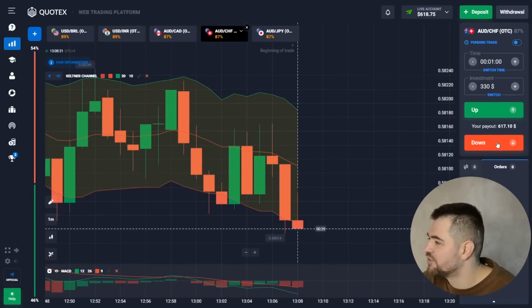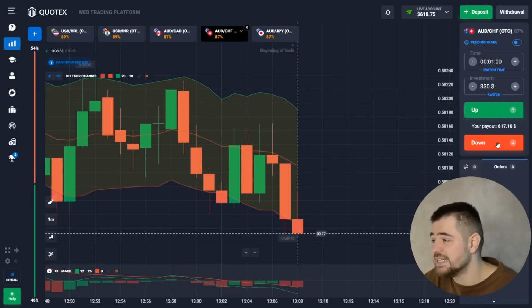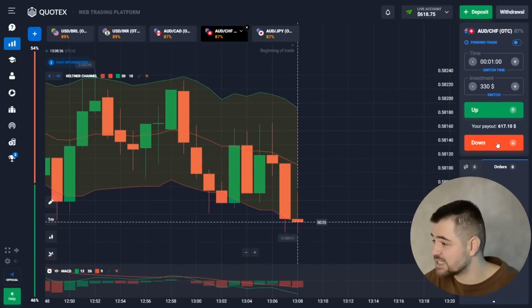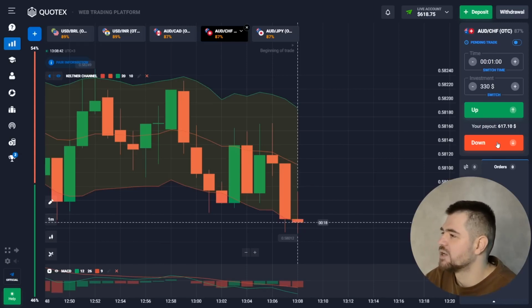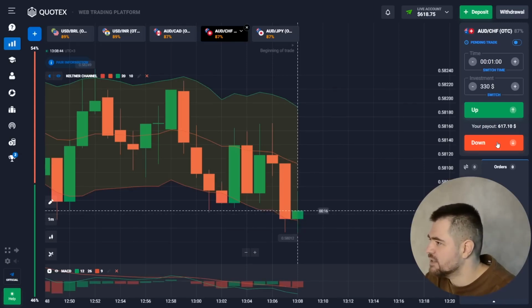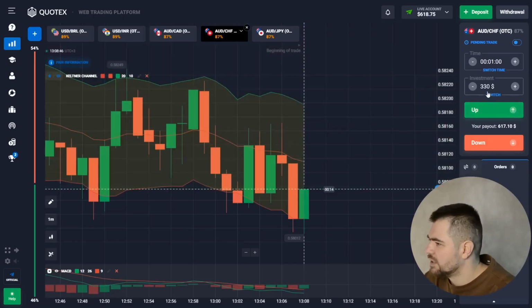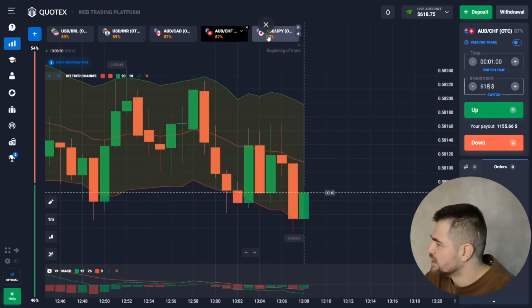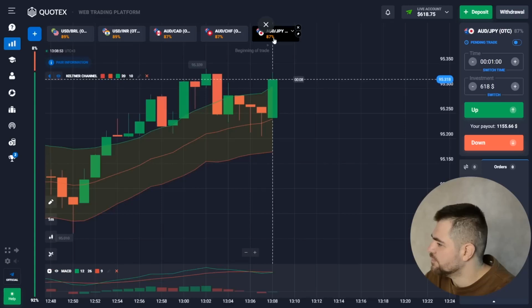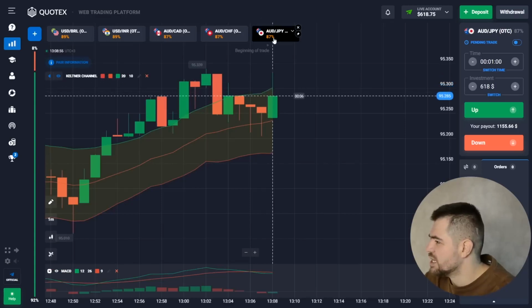And here is the profit of this one, 618 on our balance, guys. This is the profit for today already. We started with 94, so that's pretty good. Let's go ahead, 618, change the currency, look for some nice patterns.